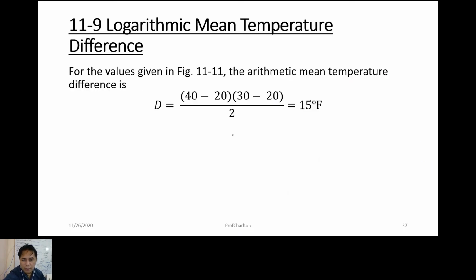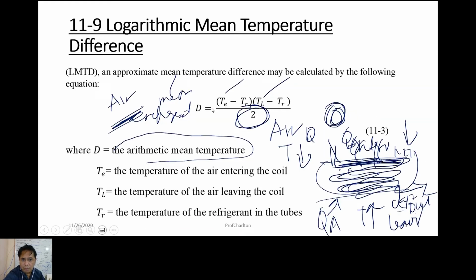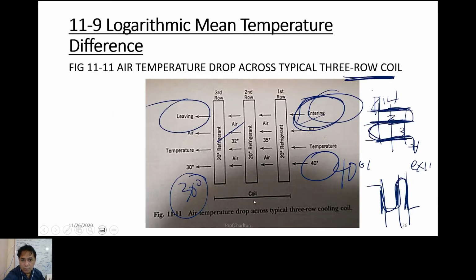So how do you compute the temperature difference? You should only compute using this formula, the formula given here. TR is the temperature of the refrigerant in the tube. What is the refrigerant in the tube? What is the temperature of the refrigerant inside the tube?